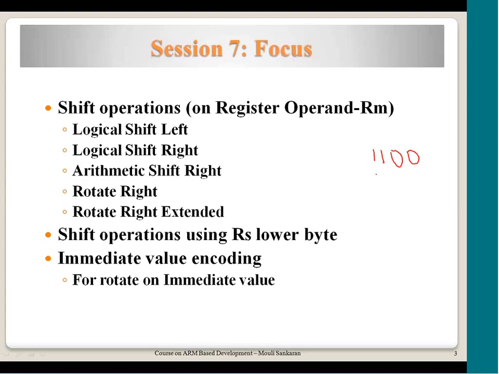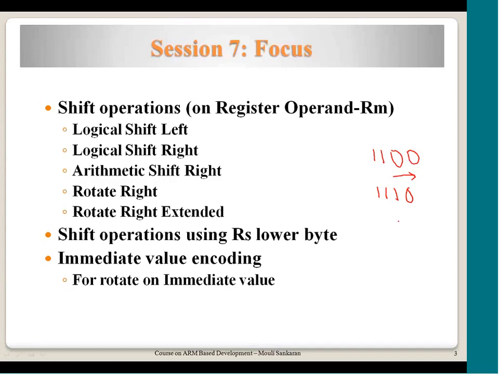Now suppose I do a shift right. What am I doing? I am moving the MSB position toward the lower side of the bits. That means I am actually reducing the value. If I right shift it by 1, I am actually dividing it by 2. So it should become like this: when I right shift it, it should become 1 1 1 0.